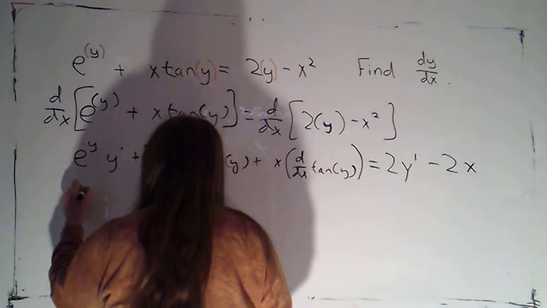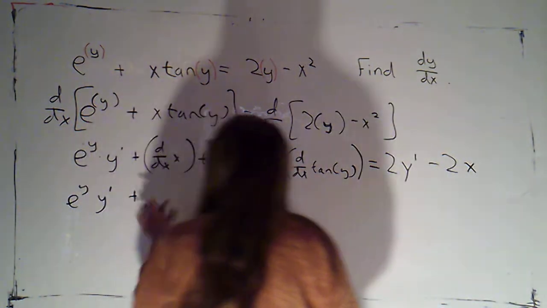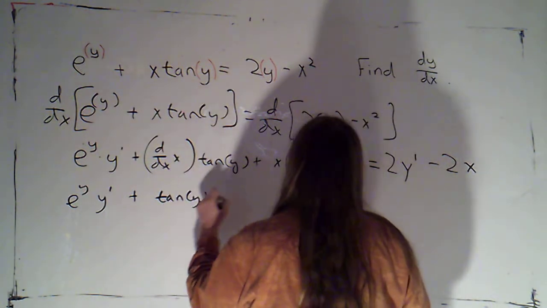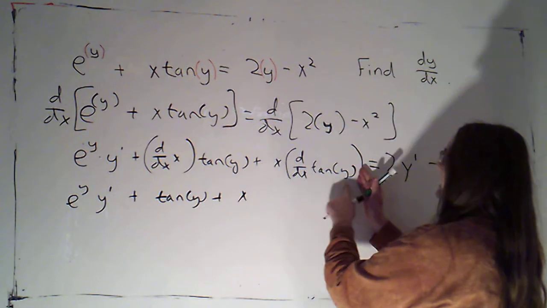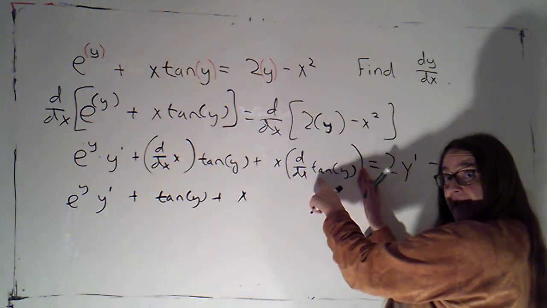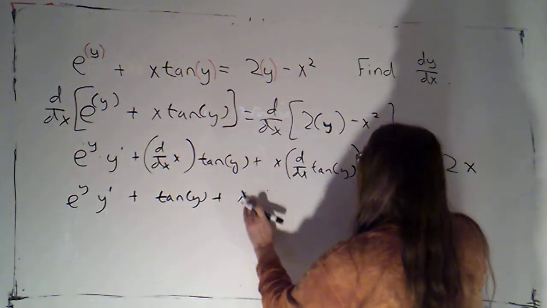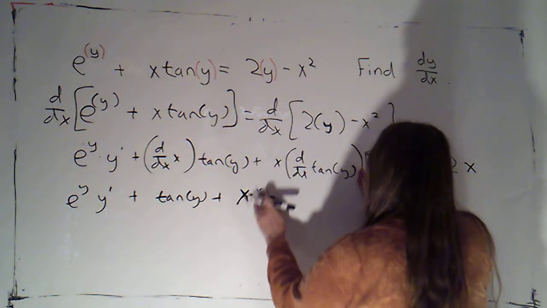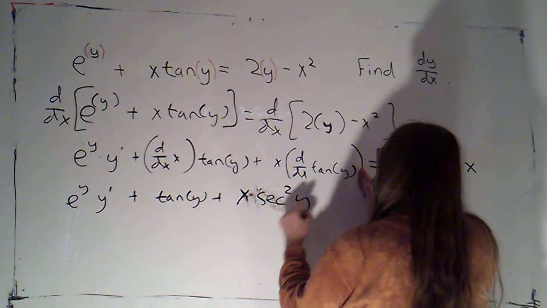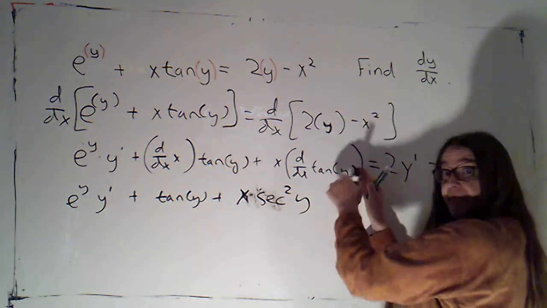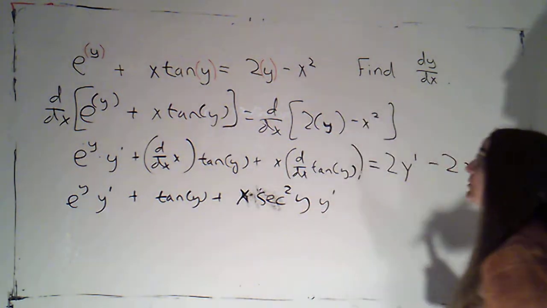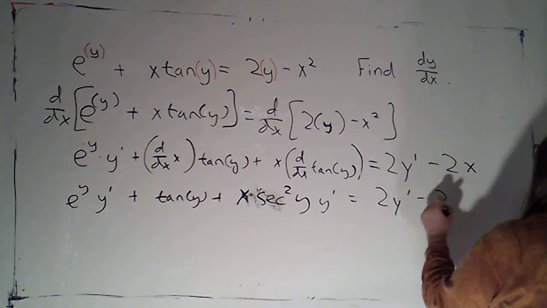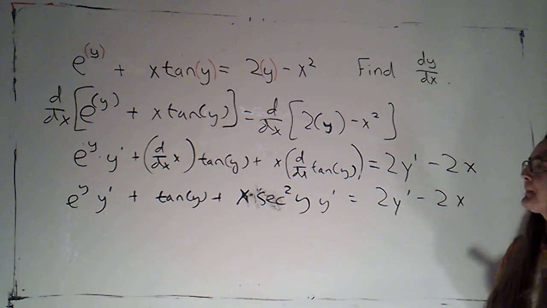All right, so e to the y prime plus derivative of x is just 1 times tangent of y plus x times the derivative of tangent, which would be secant squared, and that's still evaluated at y, times the derivative of the inside part, which is y prime. And that equals 2y prime minus 2x.